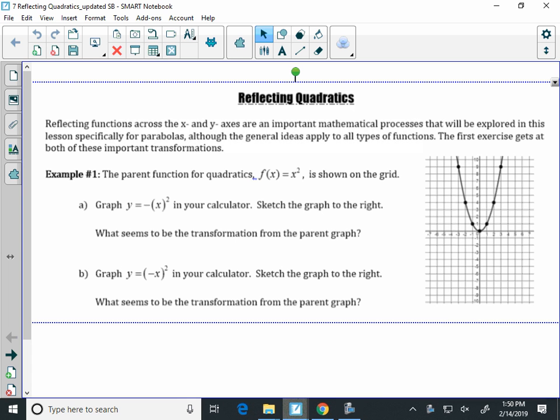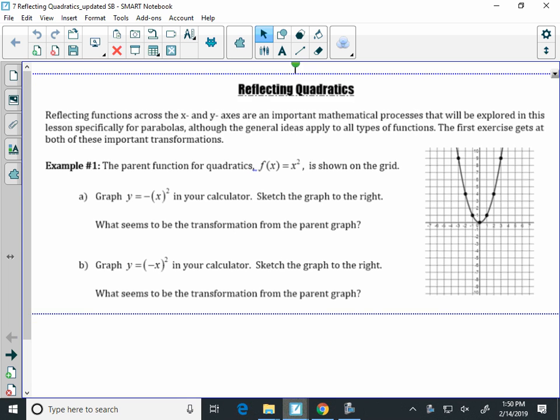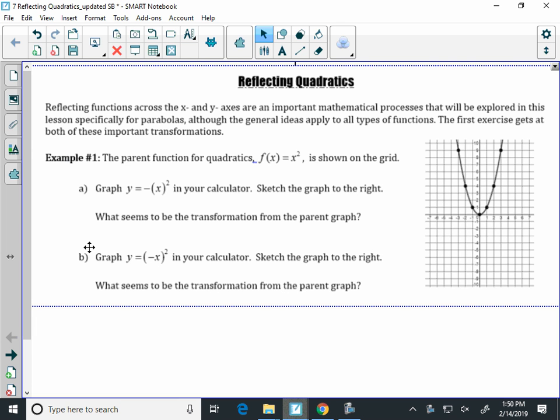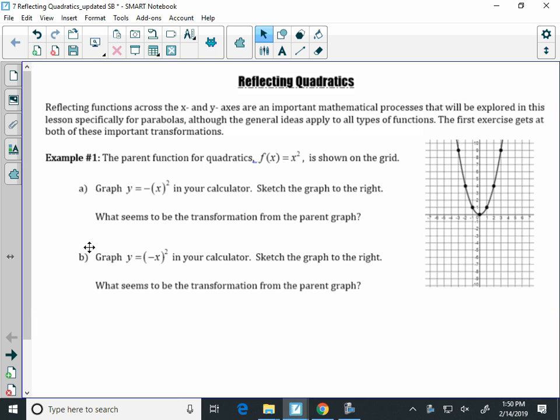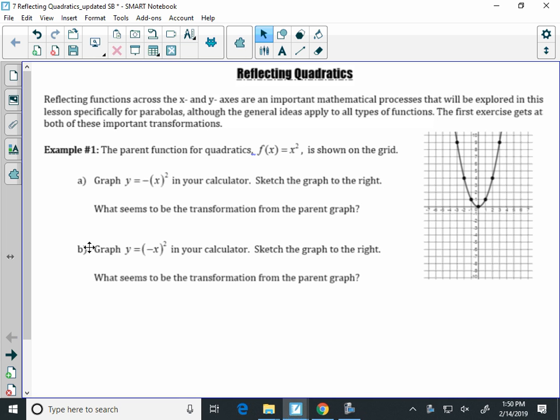Reflecting functions across the x and y axis are an important mathematical process that will be explored in this lesson specifically for parabolas, although the general ideas can be applied to other functions. The first exercise gets at both of these important transformations. So the parent function x squared is graphed below, and we want to graph using our calculator what the graph of negative x squared will look like.